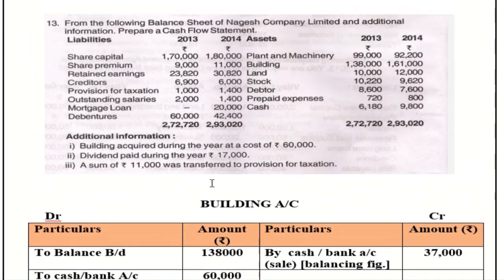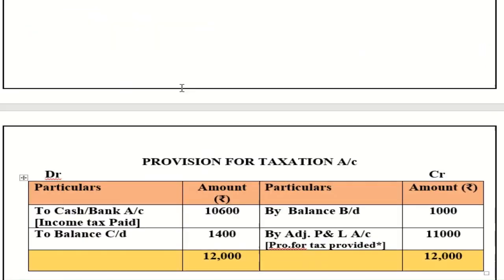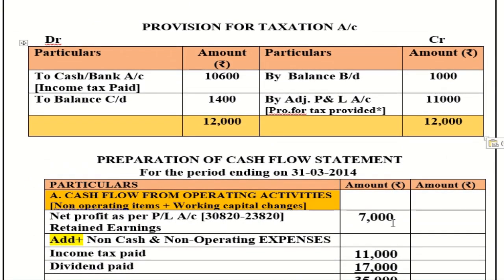See here the retained earnings. See here that 23,820 in 2013, 30,820 in 2014. It means the profit has increased. So if this value increases, it means during the year the organization earned profit. In case of reverse, vice versa. Here 30,820, but here 23,820, then during the year the company incurred a loss. Here it is a positive balance increase, so therefore it will be considered as a profit. So net profit as per P&L account, that is 7,000.